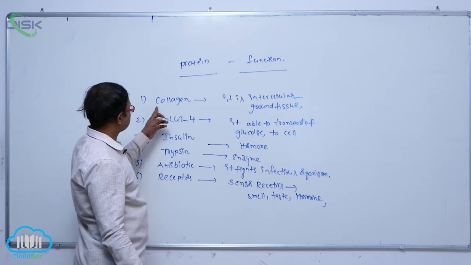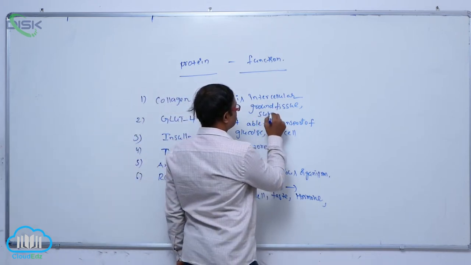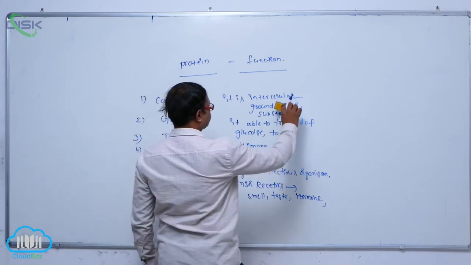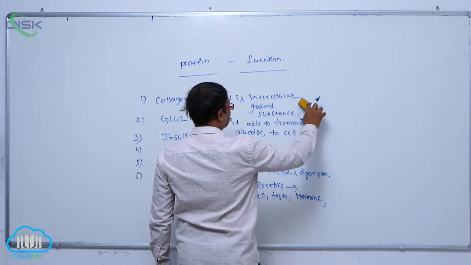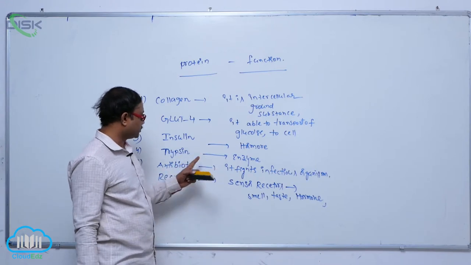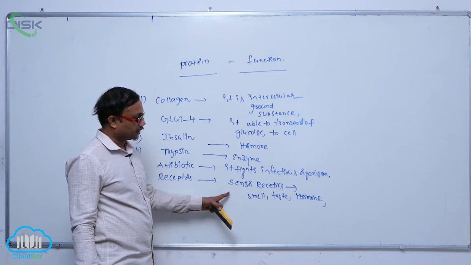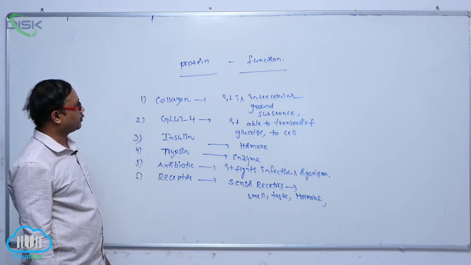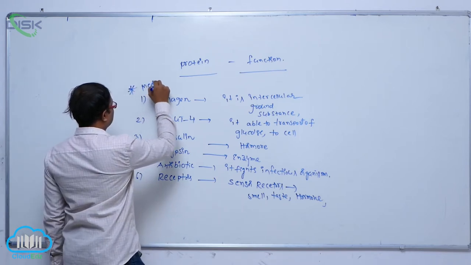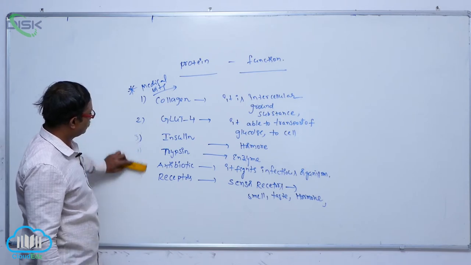First one is collagen, the intercellular ground substance or ground tissue. After that, GLUT4 is able to transport glucose to the cell, insulin is a hormone, trypsin is the enzyme, antibiotic fights infectious organisms, receptors are sensors for smell, taste, and hormone. So these are the important points about proteins and their functions. It is important for medical exams. So that is proteins and their function.